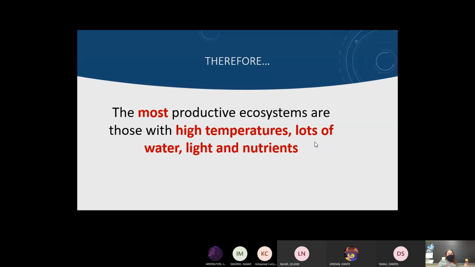All right, so ideally the most productive ecosystems are higher temperatures, lots of water, light, and nutrients. Obviously those temperatures can't get too high, but still need higher temperatures, nothing like today.